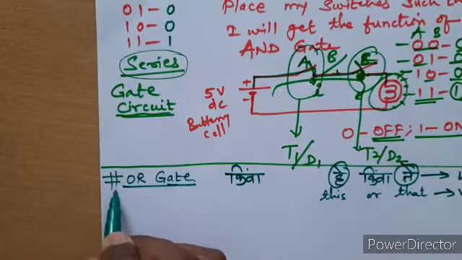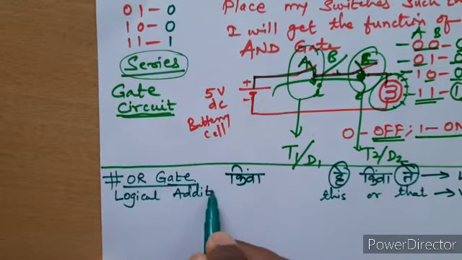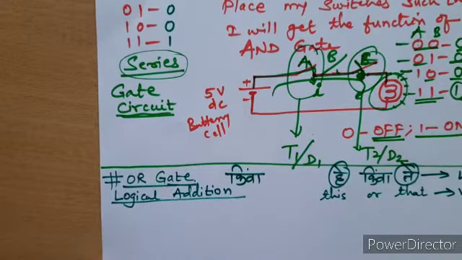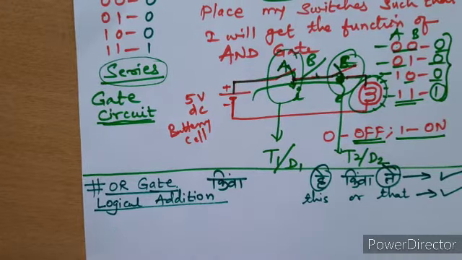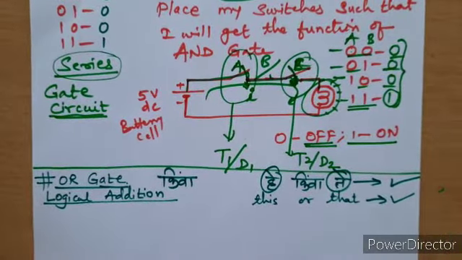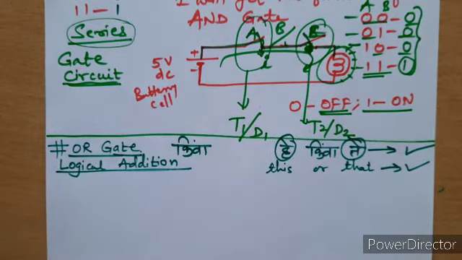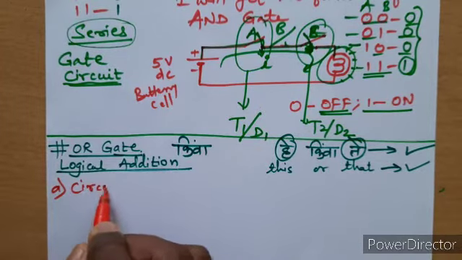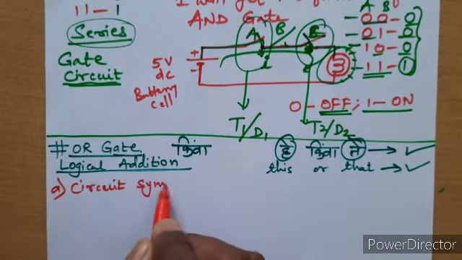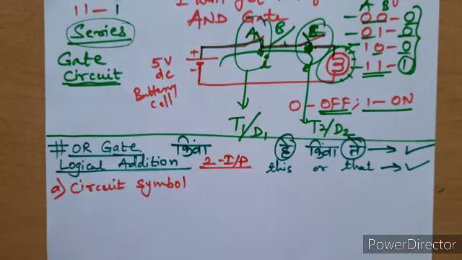So this is called logical addition. Logical addition. I am not talking about binary addition. No, it's not binary addition, it is logical addition. We'll see while studying the truth table. So first is the circuit symbol. Again we are considering a two input OR gate.